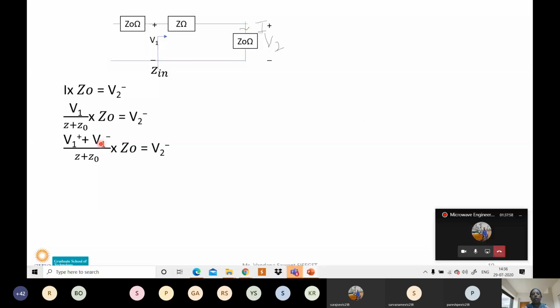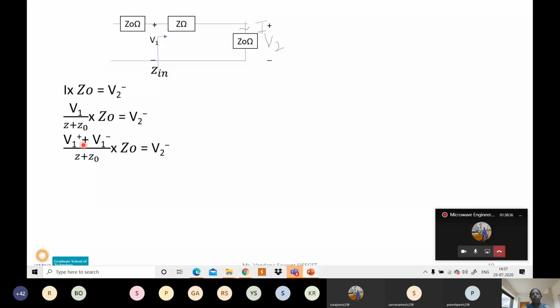Some signal will get reflected back from the input terminal, and this back reflected signal is indicated by V1 minus. If V1 is an input signal, then V1 plus is the signal flowing in the forward direction towards the output, and V1 minus is the signal reflected back from the input, moving in the opposite direction. So we can replace V1 by V1 plus V1 minus, that is, V1 is equal to V1 plus V1 minus. Now this is our final equation.